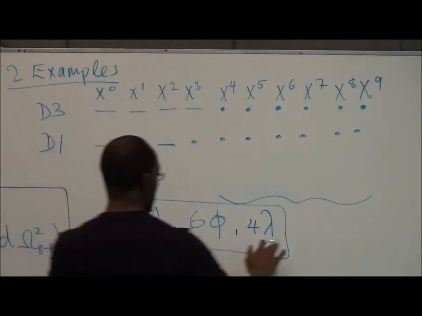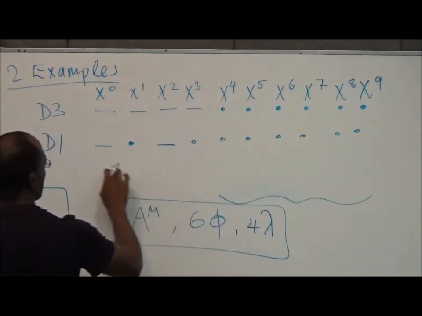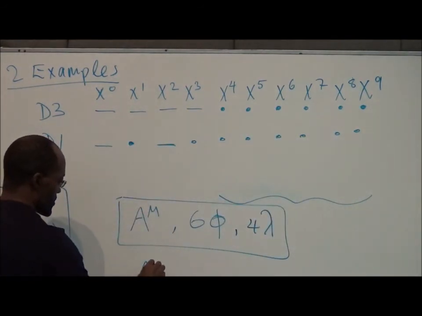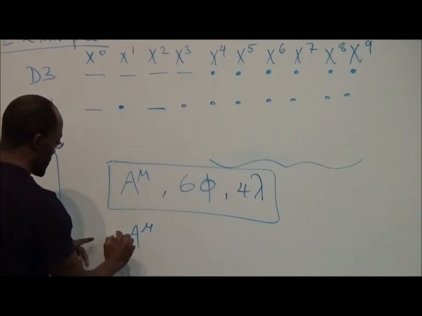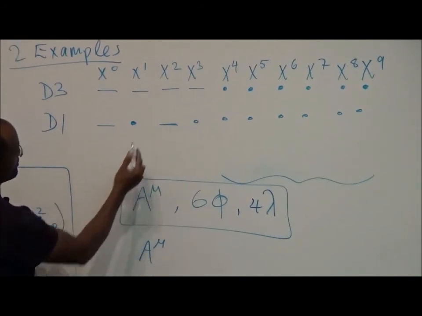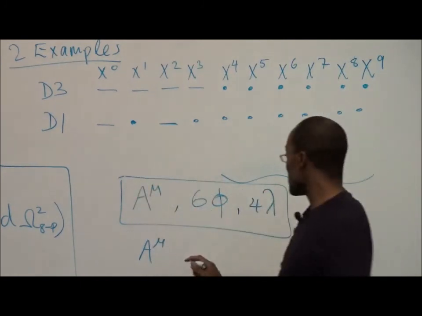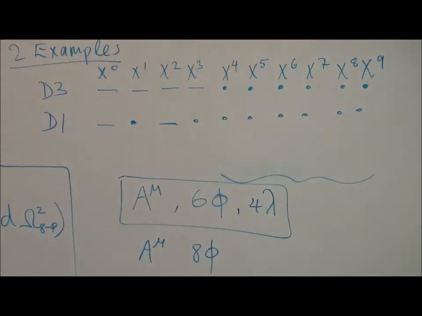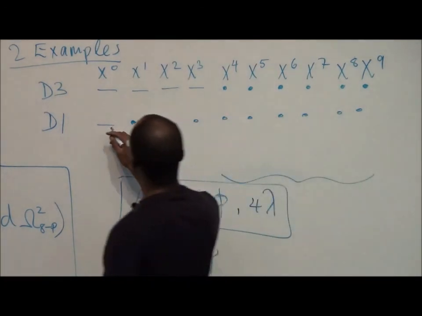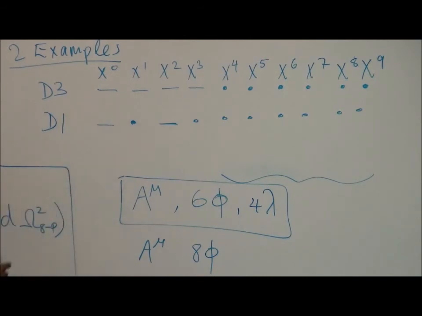I have this stuff, but I also now have strings that live on the world volume of the D1 brane, so that's some gauge field associated with those, living in the 0,2 directions. I have how many scalars? I have 8 scalars. But then I have additional stuff, because I also have strings that can stretch from the D1 brane to the D3 brane. And this diagram is a nice way of seeing how those are organized.